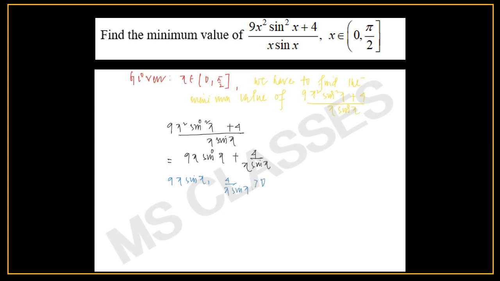So applying AM greater than or equal to GM, we get (9x sine x plus 4 by x sine x) by 2 greater than or equal to under root of 9x sine x into 4 by x sine x.